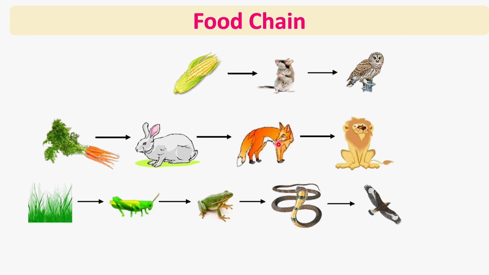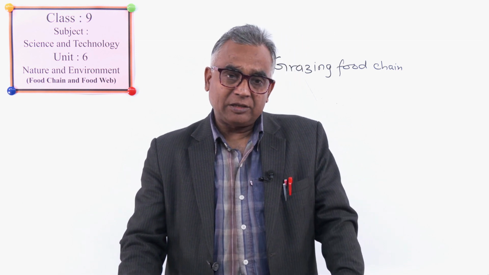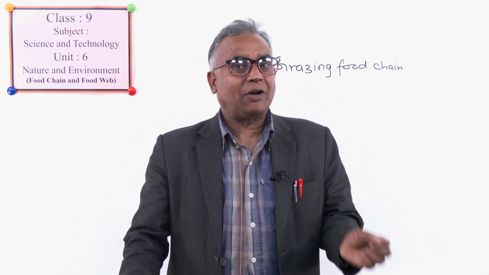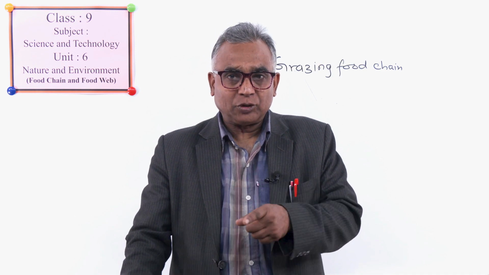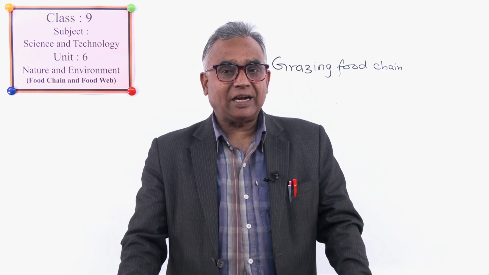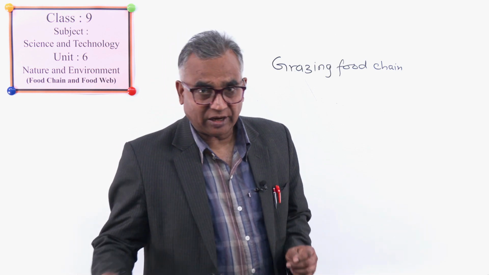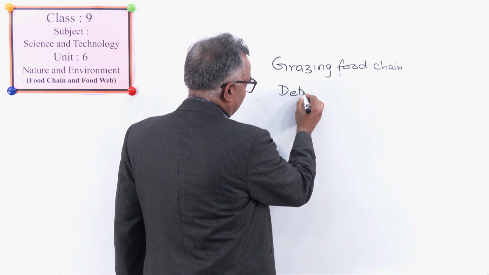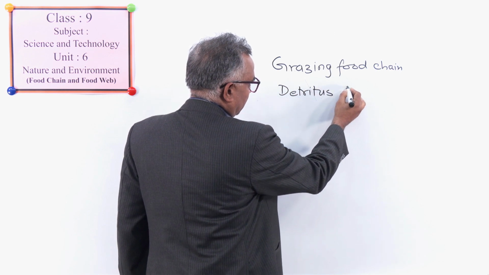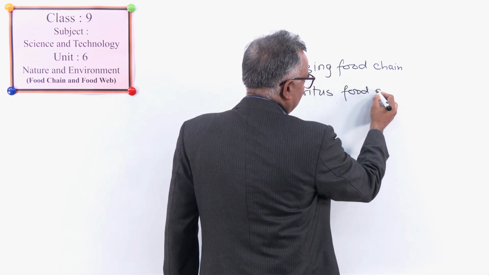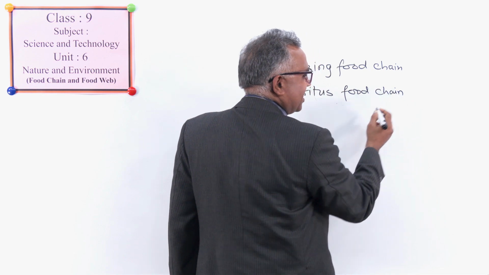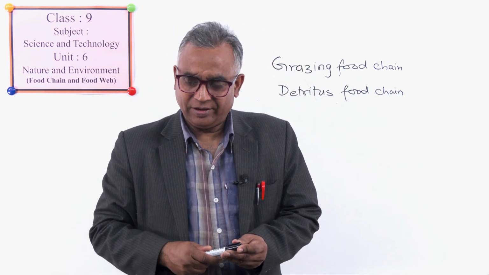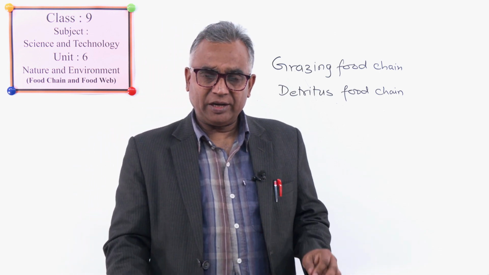In detritus, the food is not green plant or its part, but decaying parts are the source of food and energy. That is called detritus food chain, about which we will read now. The meaning of detritus is decayed, decaying things.